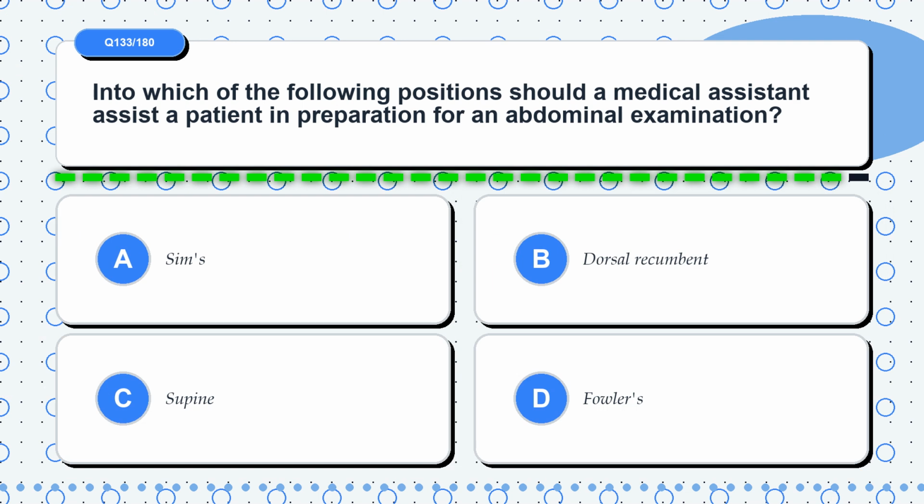Question 133. Into which of the following positions should a medical assistant assist a patient in preparation for an abdominal examination? Here are the options. Option A, Sims. Option B, Dorsal recumbent. Option C, supine. Option D, Fowler's.